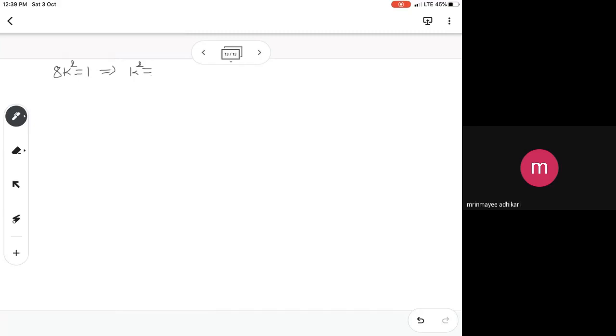that is only asking you to prove. The condition is given: it is given that 8k square is equal to 1. So here, automatically you are going to get it. This another step is not necessary to write here.